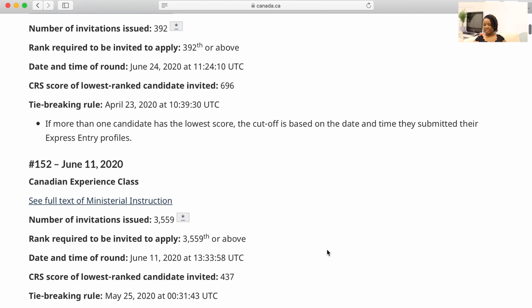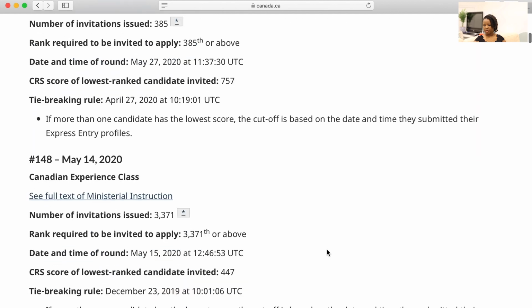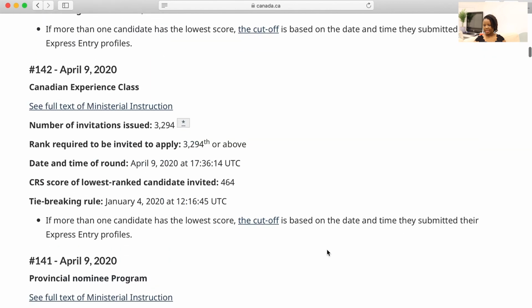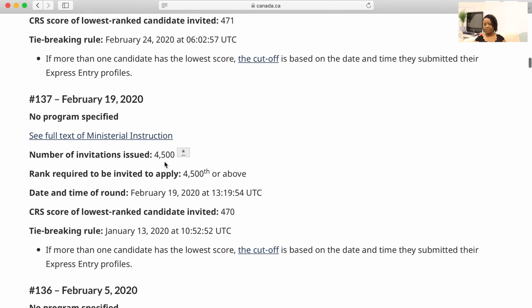So the last draw before that, that included everyone, including Federal Skilled Worker Program applicants, was all the way, let's just keep scrolling down, all the way back in February. So February 19th, before everything just went south, 4,500 invitations were sent out, and the lowest ranking score was 470.